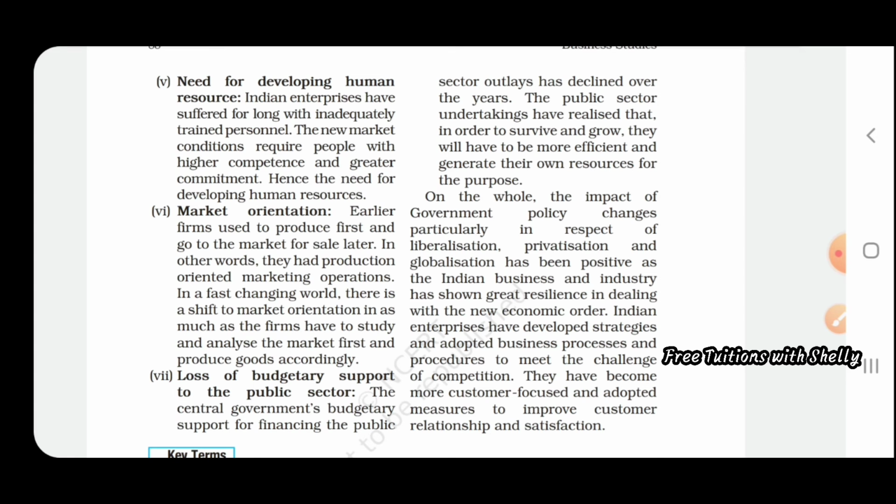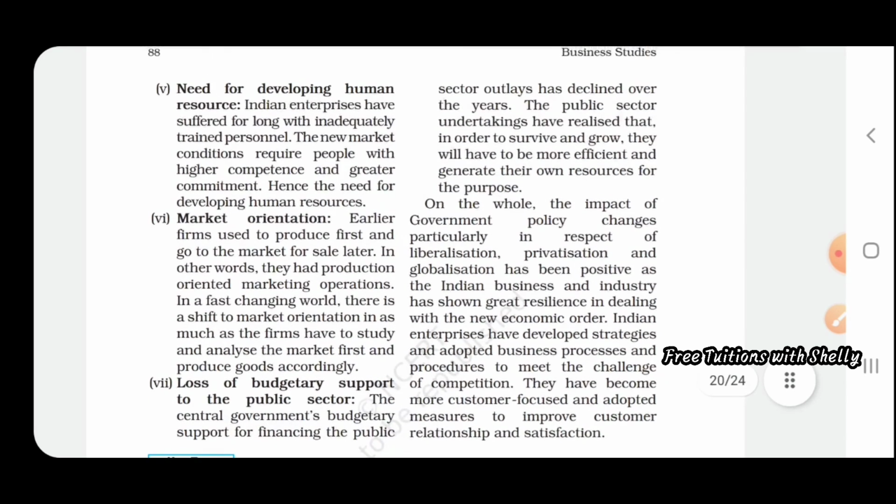The loss of budgetary support to the public sector. The central government budgetary support for financing public sector outlays has declined over the years. So money is given to look after its activities, but that budget has been declining. The public sector undertakings have realized that in order to survive and grow, they will have to be more efficient and generate their own resources.